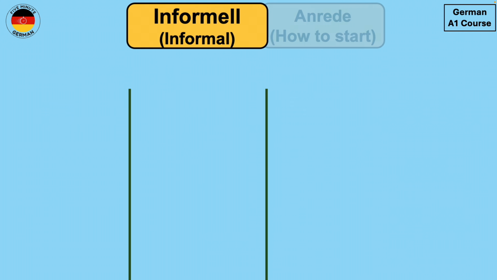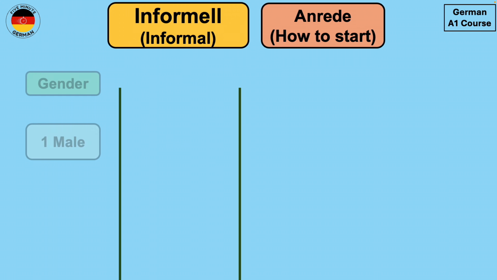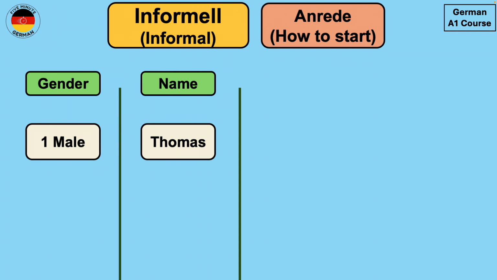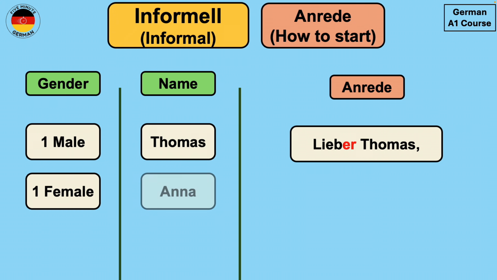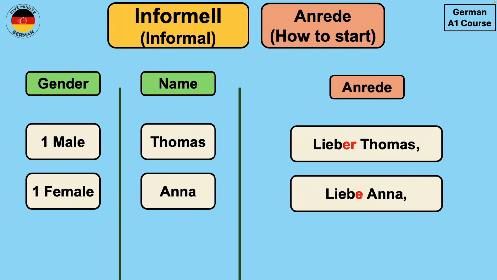Now let's take a look at the Anrede or how do you start. So if you are writing to one male whose name is, for example, Thomas, then you will start by saying Lieber Thomas, which means dear Thomas. And since this is a male, that's why you will have the ending er, and you will also have the comma at the end. If you are writing to one female whose name is Anna, then you will say Liebe Anna. So the ending e, and don't forget the comma at the end.